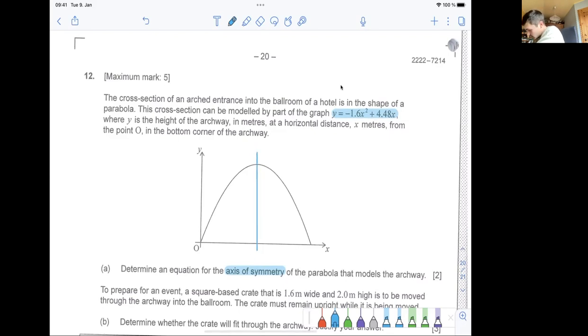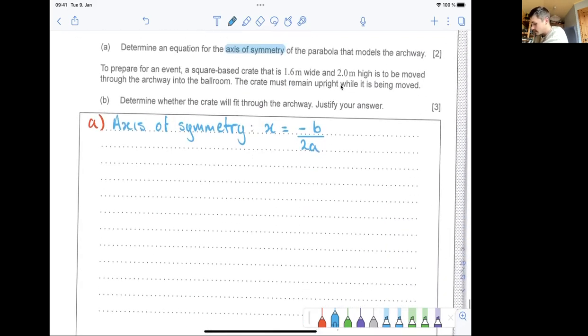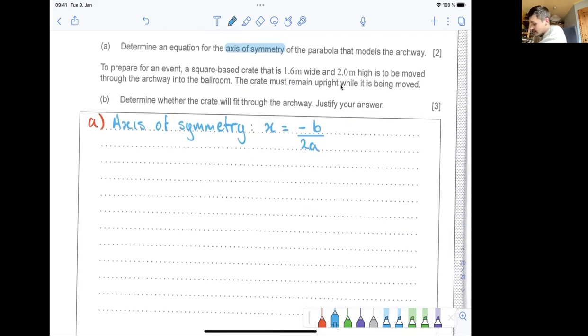So we've got to find what this value of x is. You do have a formula in your formula booklet for the axis of symmetry, and I have written that down here. It is x is equal to negative b divided by 2a. In our circumstance here, we have a is equal to negative 1.6, and b is equal to 4.48.